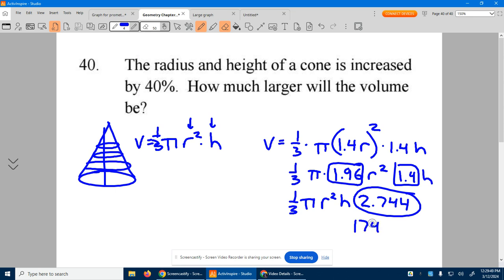It'd be 174.4% larger. If you want to put it as a percentage, you do have to take away the original 100%. Either way, it doesn't matter how you want to say how much larger it is. It's 2.744 times larger, or it's 174.4% larger.